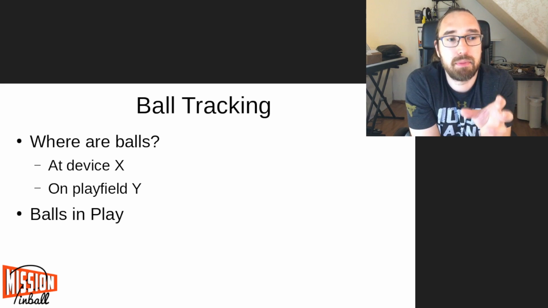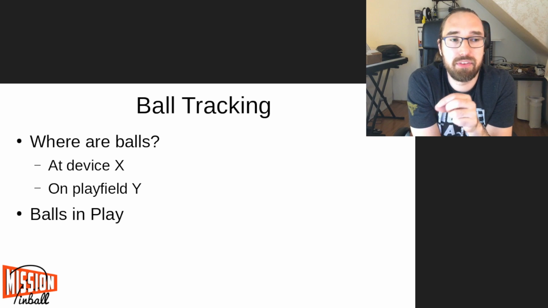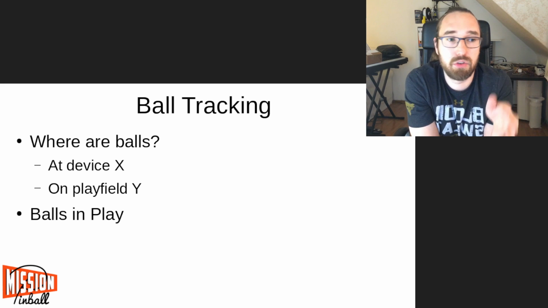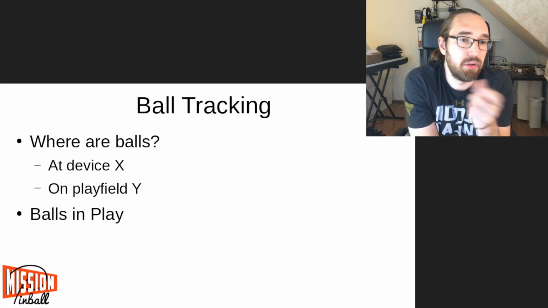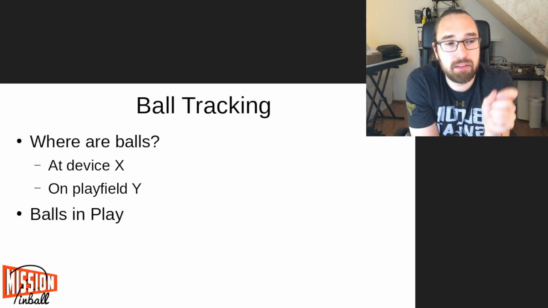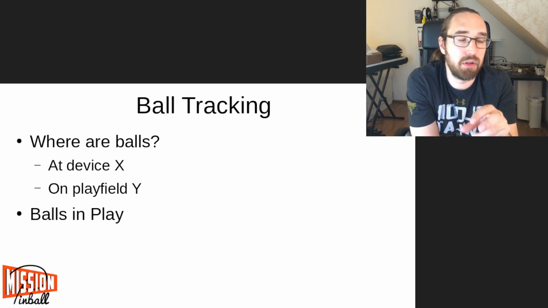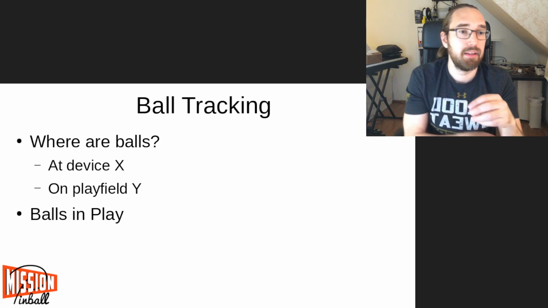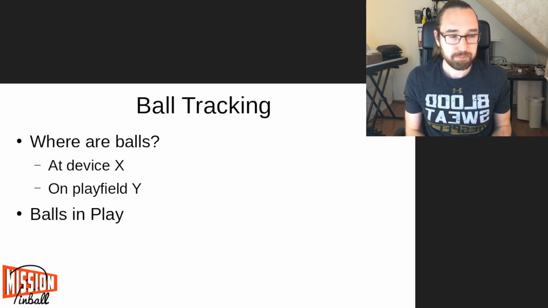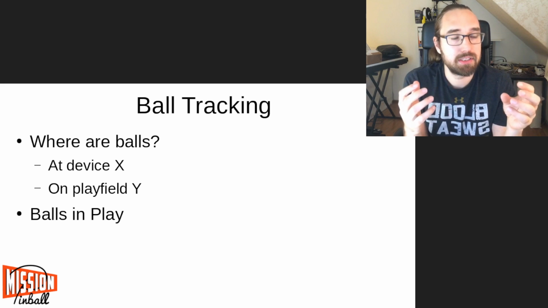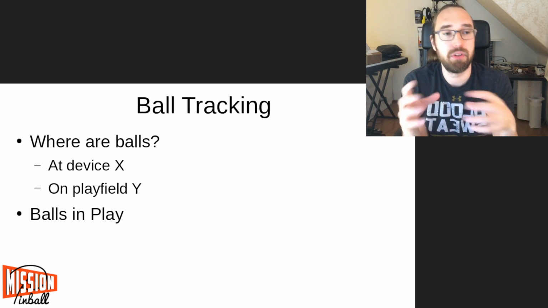And MPF needs to make sure that it knows where balls are, at which device they are: at the trough, at the launcher, at the scoop, at some ball lock, for example. It needs to know. And then there can also be balls on the playfield. So that's important, right? Because you cannot, for example, start a game when there's still balls rolling on the playfield. So, for example, if a game ends, typically all balls are ejected from any ball locks, and you cannot start the next game before all balls drained.